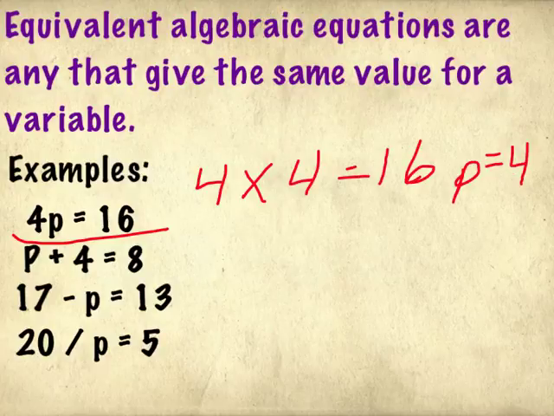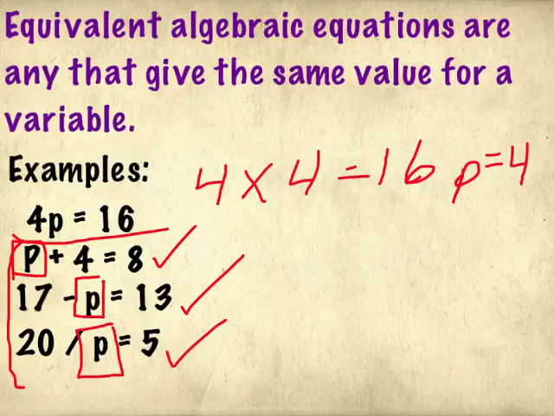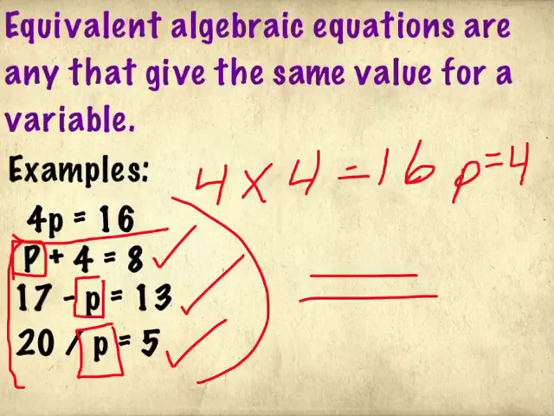So for these equations to all be equivalent, p must also have a value of 4. So let's check. Does 4 plus 4 equal 8? Yes. Does 17 take away 4 equal 13? Yes. Does 20 divided by 4 equal 5? Yes. So all of these equations are equivalent because they all have the same value for p. P is 4 in each one of those equations.